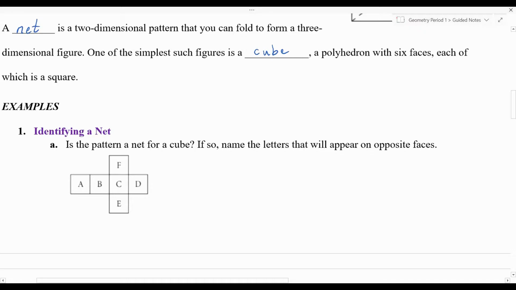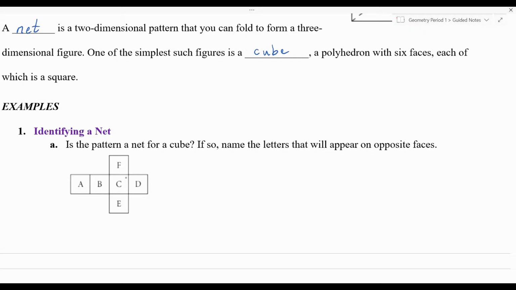We have 1, 2, 3, 4, 5, and 6 two-dimensional figures. They're joined. As you can see, each side meets the other side. So what figure can we make? A cube does have 6 faces, but let's see if this will work. If we were to take this figure and fold it along those edges that we see, we're going to see the pattern take shape. So we'll see how that goes.